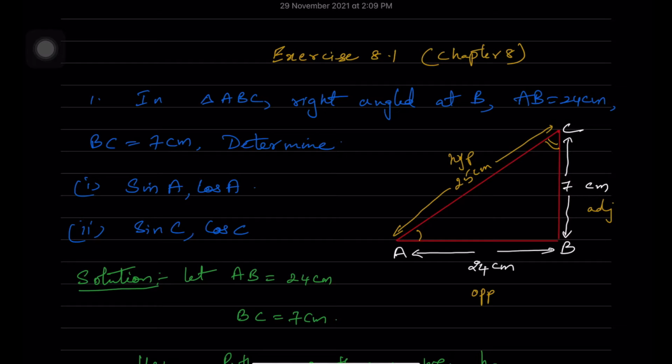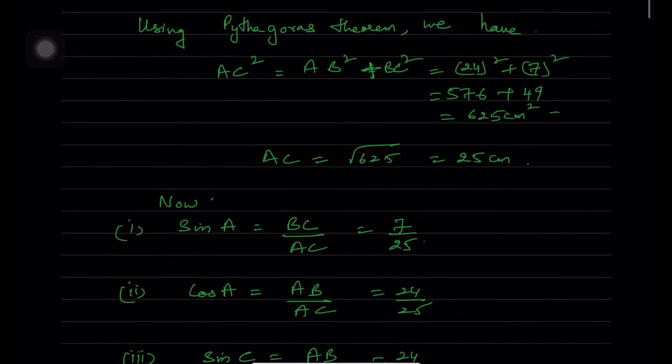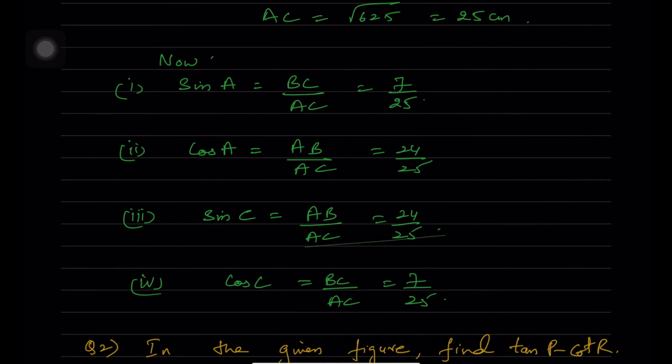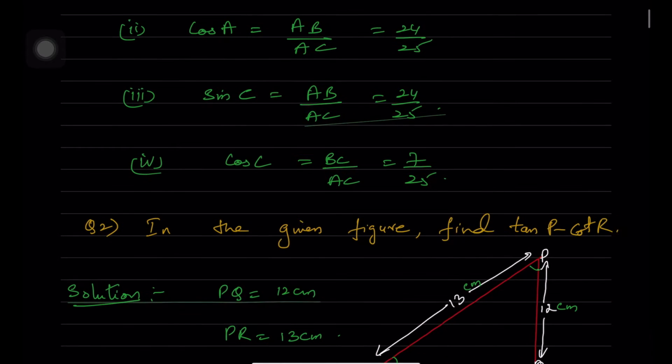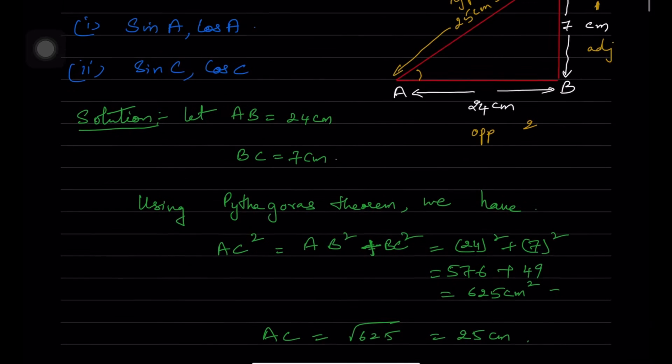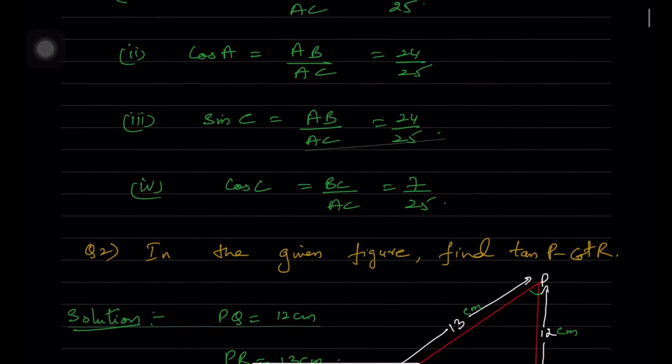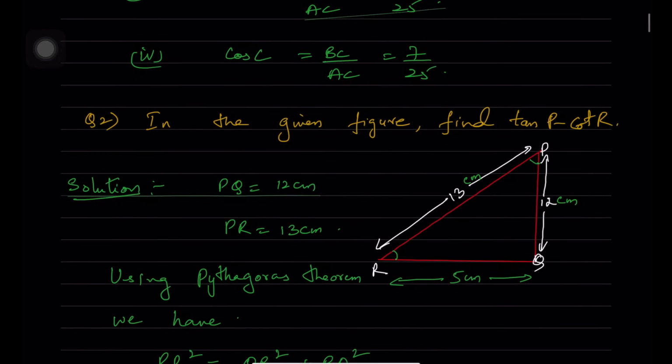But when it comes to sin A, this becomes the opposite, and this is the adjacent side, and the hypotenuse is the same for both of them. So sin C is equal to AB by AC, which is equal to 24 by 25. Therefore cos C is equal to BC by AC, equal to 7 by 25. They asked us to find all these four, and we found all of them.